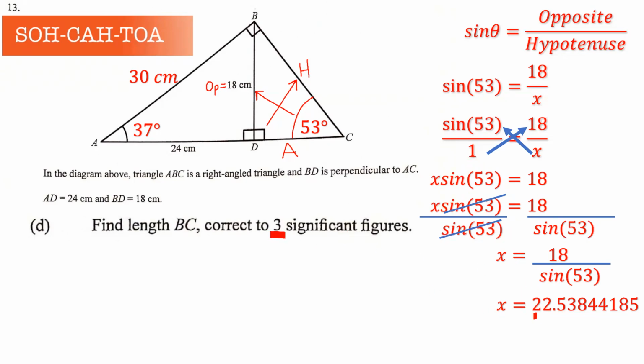Well, this is a significant figure, 2. This is a significant figure, 2. And this is a significant figure, 5. Let's look at the digit to the right of 5. That's a number lower than 5, and so we're just going to keep it the same. So it's going to be 22.5. So BC, correct to 3 significant figures, is going to be 22.5.